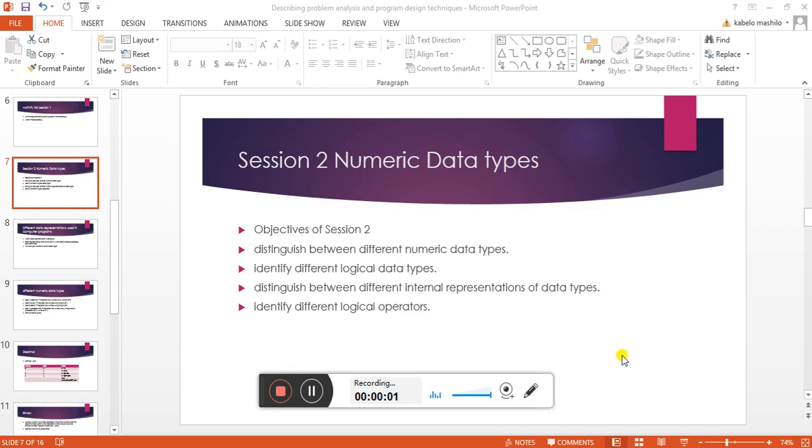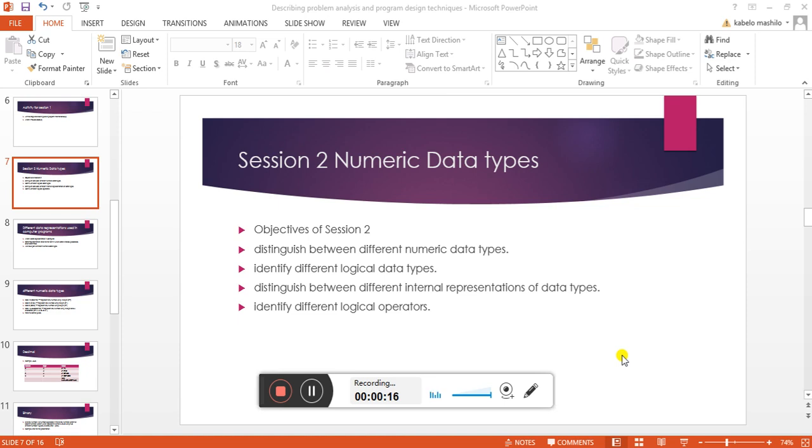Good day, everyone. Today we'll be doing our session 2 for the day. Our session of the day will be numeric data types. Before we continue, I just want to get into our objectives of the session.